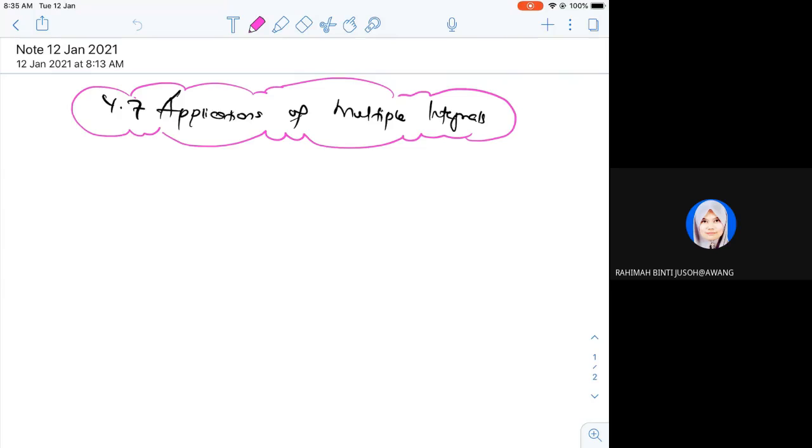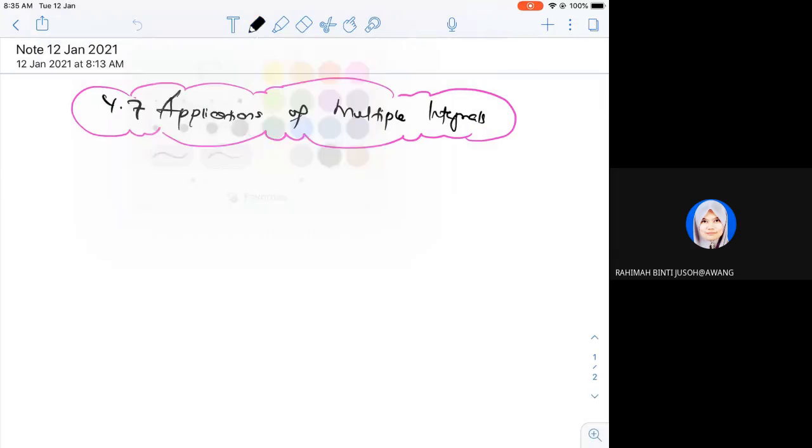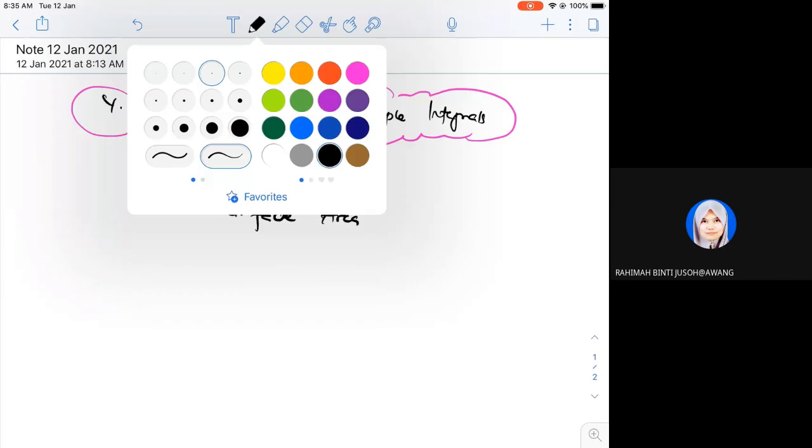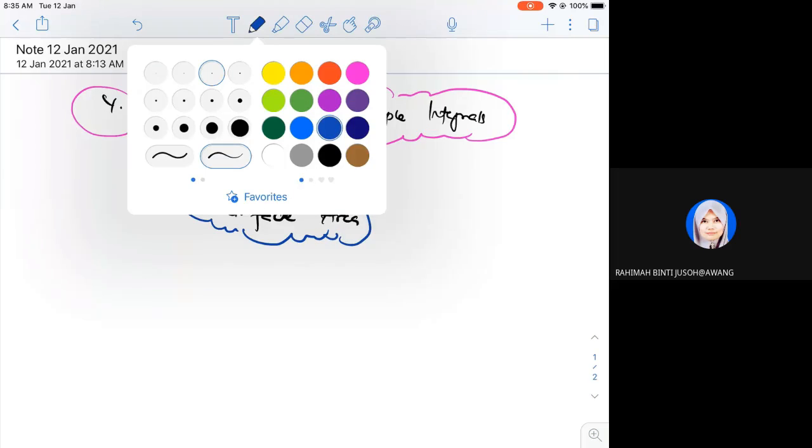Right? Overall mind map. So please copy this down. Please write down everything here. So first application is surface area. Okay, we have surface area. Surface area. This is the mind map.